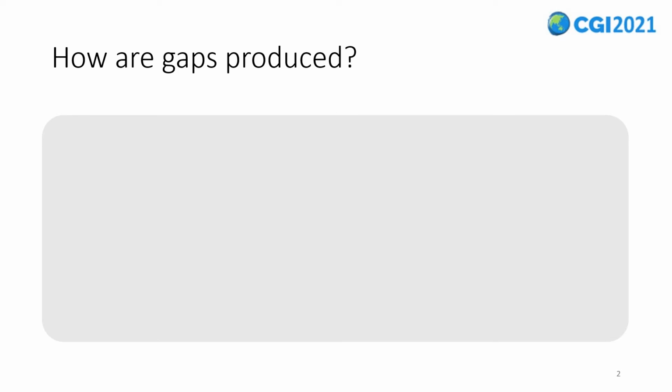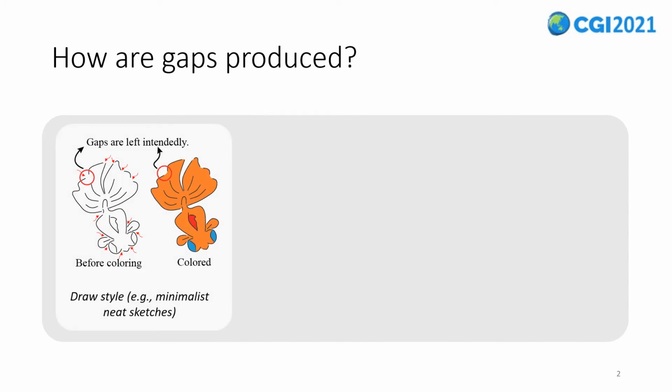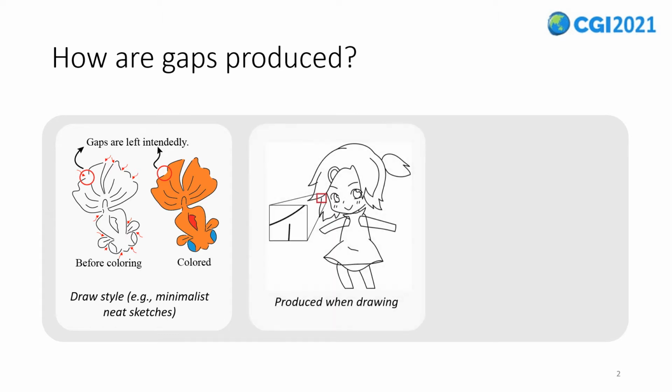Okay, what are gaps and how are they produced? Here we illustrate some scenarios. In this example, we see many gaps in this drawing. They are intended because of the drawing style, such as minimalist neat sketch. And gaps can be produced unknowingly. When the user draws, strokes may not precisely connect to other strokes.